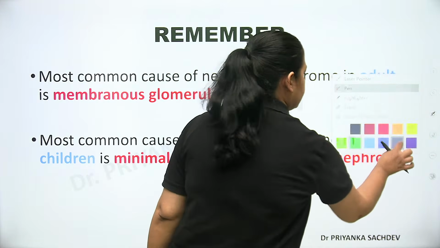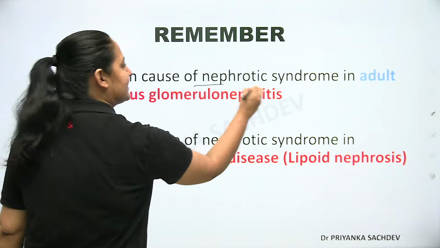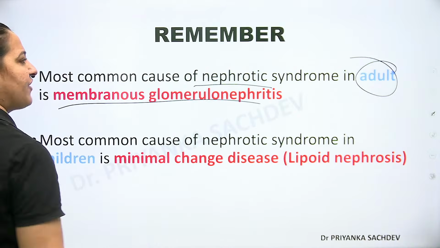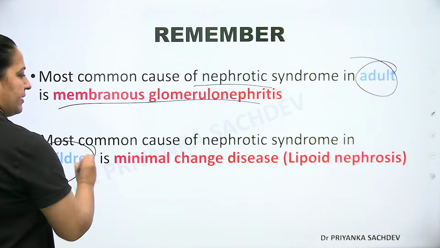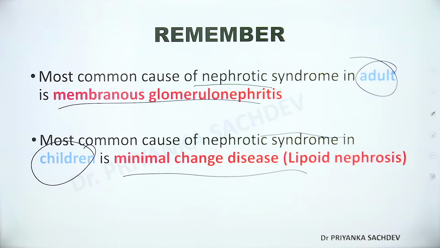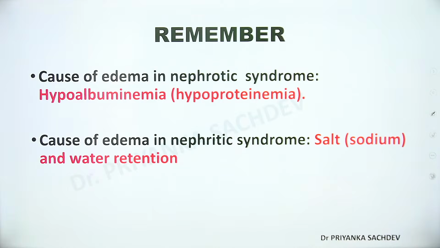You can see the most common cause of nephrotic syndrome in adults is membranous glomerulonephritis. And if you ask about children, it's minimal change disease. So in children and in adults, the answer is different. Everyone give me a thumbs up. Shall I move ahead?